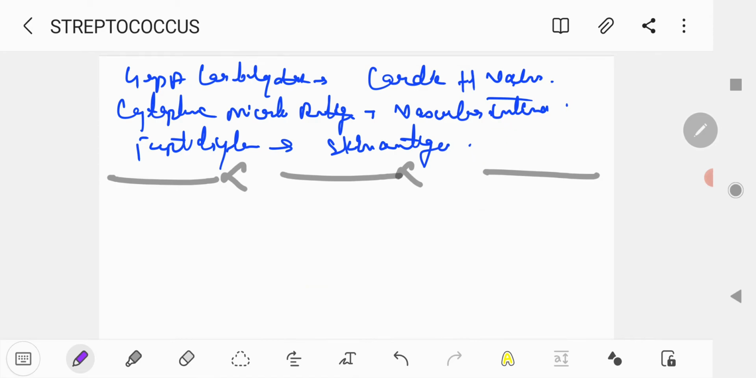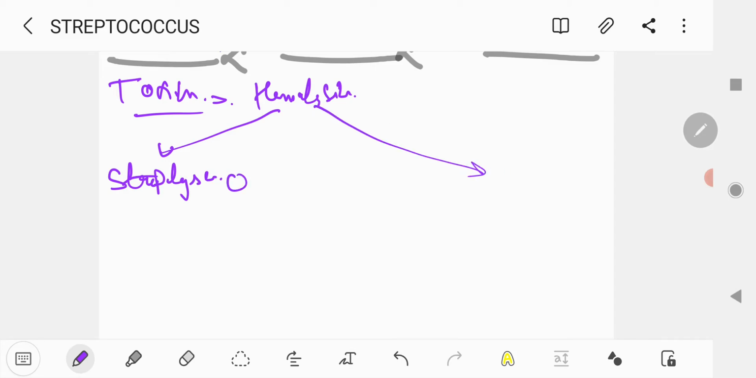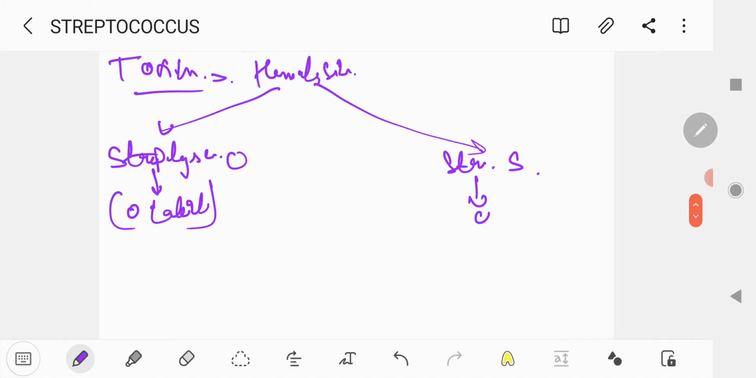Violet. Toxins. In toxins, majorly hemolysin is present. What is the special property of hemolysin? You can see here there are two types of lysins, streptolysin O and streptolysin S. Streptolysin O is the oxygen-labile one.